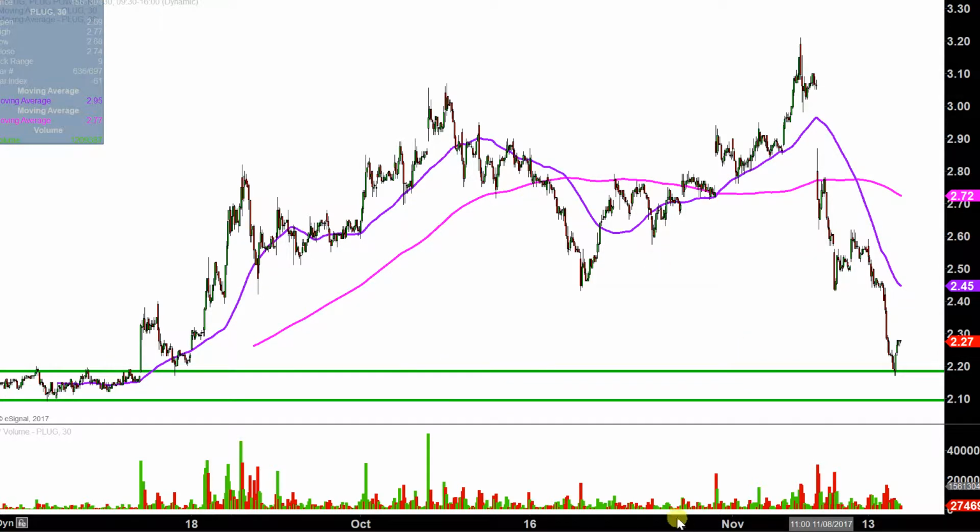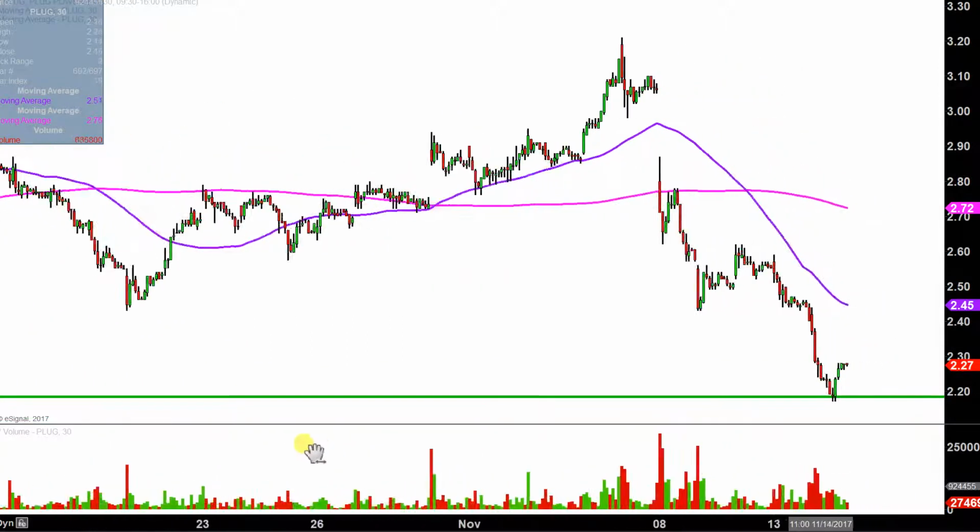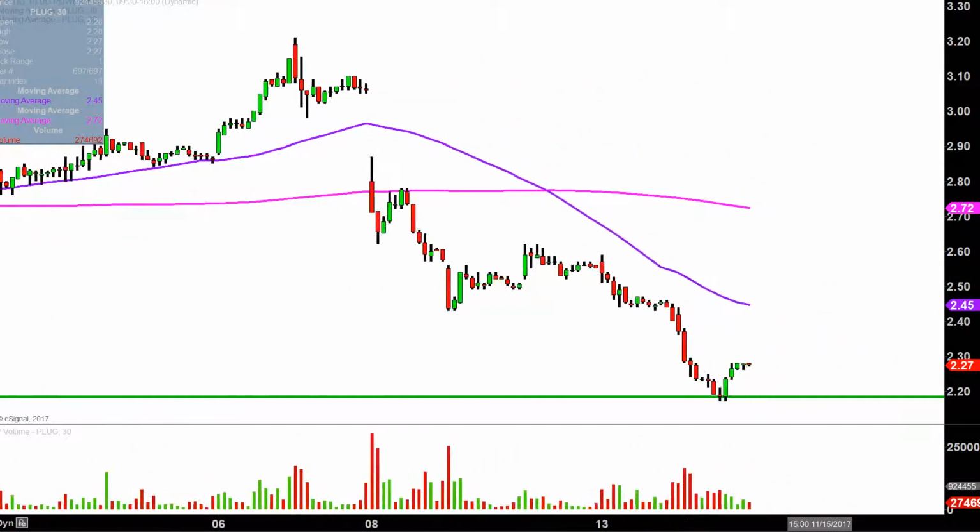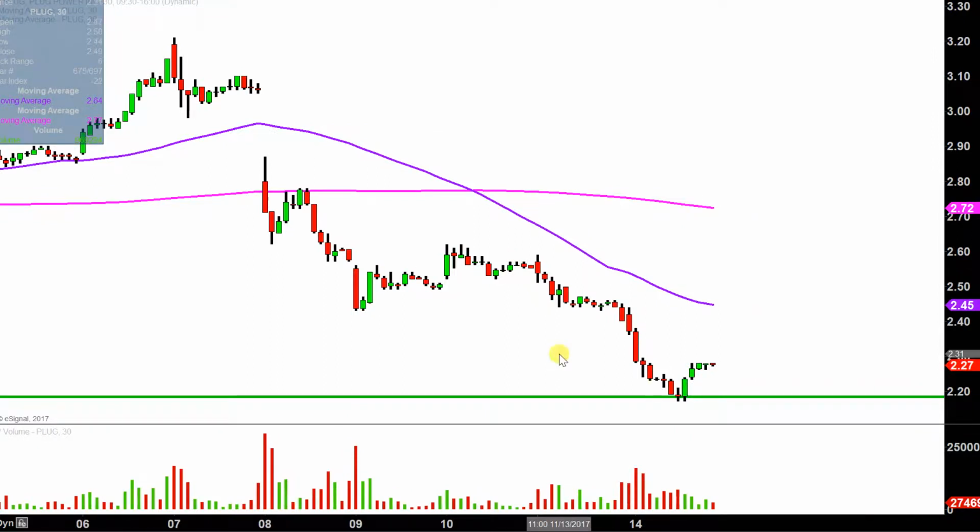So big pullback now. Bears are back in full control. But the good news is that can always change. The bulls can always regain control. But the first step in regaining control is just stabilizing the price and getting some good solid sideways price action. So we'll see if the price is going to start to do that around $2.20 or not.